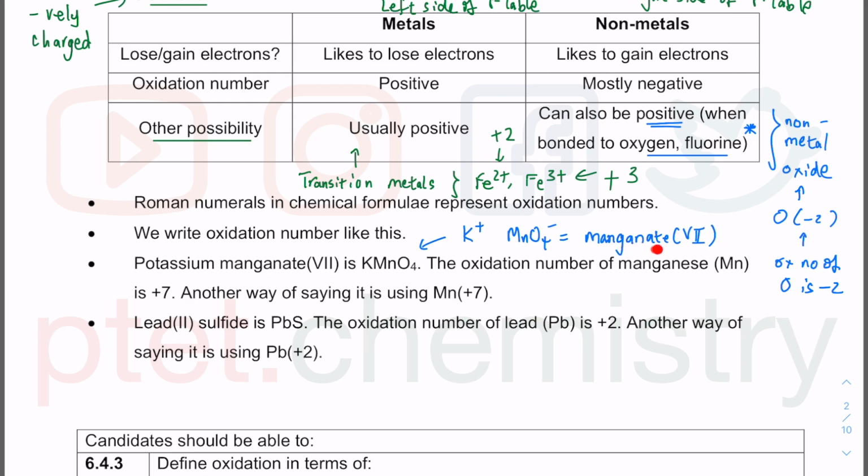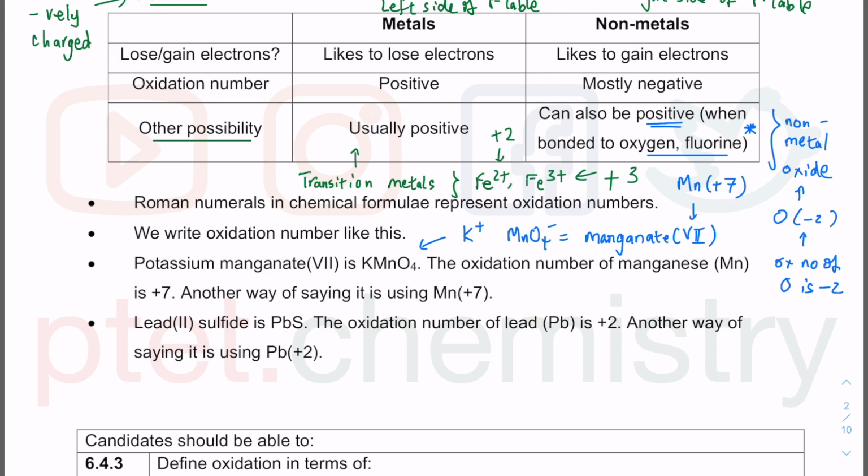Manganate means a compound containing oxygen. This compound has a metal, so it's a metal with oxygen, and it's VII. This refers to 7 because the oxidation state of the manganese is +7 in MnO4-. By writing Mn bracket +7, this means the oxidation number of the manganese, the transition metal, is +7 in this KMnO4. I'll show you later on, when we come across oxidation numbers more and more, why exactly this is +7. You're supposed to know how to calculate it later on.